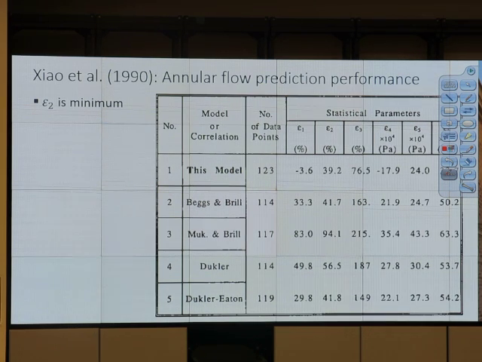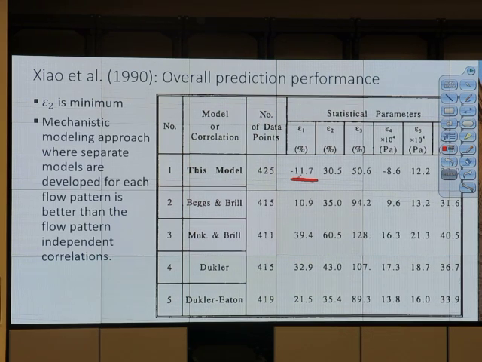What about annular flow? Annular flow, this model is also the best, but it's comparable to Beggs and Brill, comparable to Dukler, Eaton, Flanagan. Okay? But it's better in the sense of unbiased prediction. It over-predicts half of the time and under-predicts half of the time, so it's minus 3.6. Overall prediction, combining everything together. Of course, for stratified flow, maybe Beggs and Brill is a little bit better, but when we combine everything, this model is better than Dukler, Eaton, Flanagan.